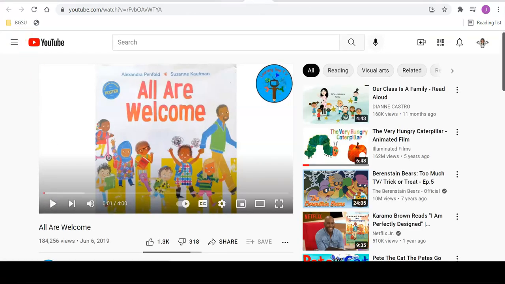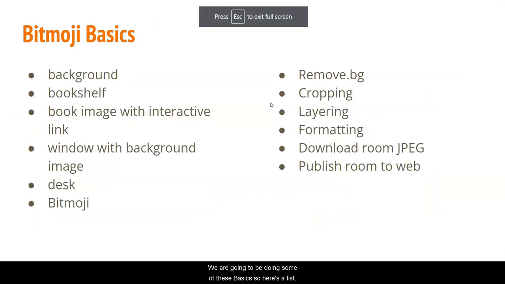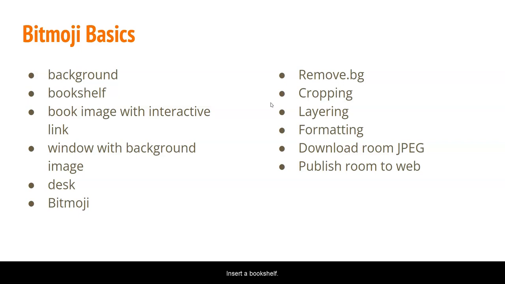Today, we are going to be doing some of these basics. So here's a list. We're going to make your background, insert a bookshelf, a book image with an interactive link, a window with a background image, a desk, and your personal Bitmoji avatar. We're going to use remove.bg. We're going to crop, layer, format, download from the room with a JPEG image, and publish your room to the web.